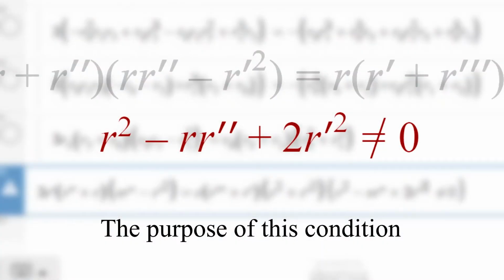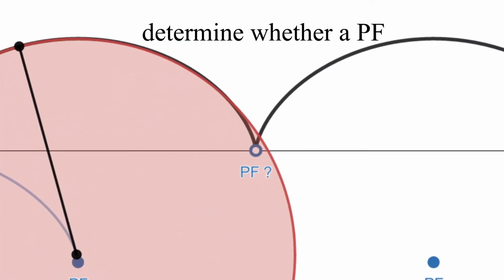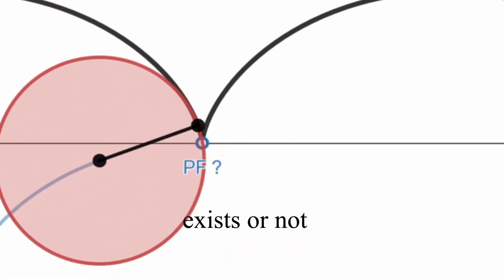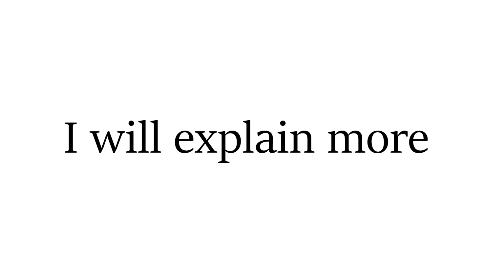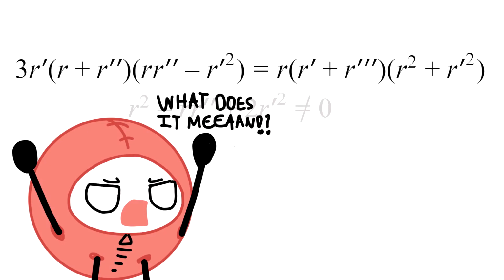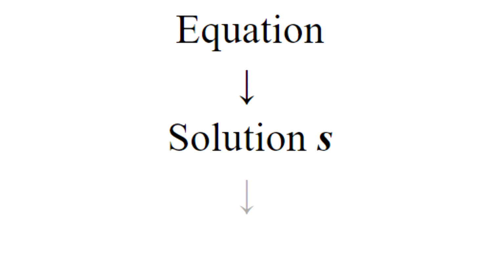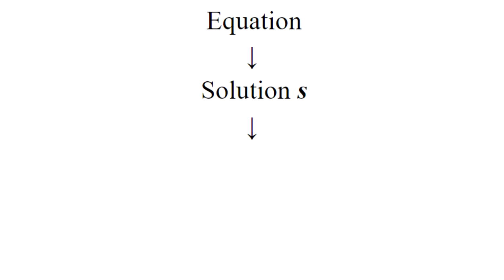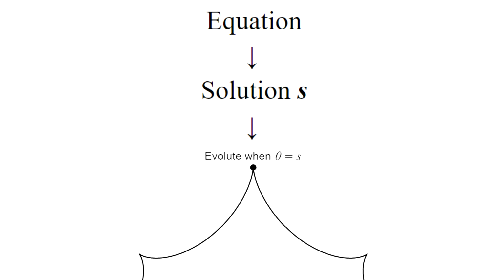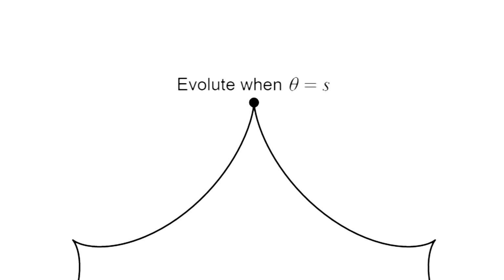The purpose of this condition is to determine whether a pseudo-focus exists or not. I will explain more about this condition throughout the series, but more importantly, I should ask, what does this equation mean again? Well, it's an equation whose solutions yield values for the evolute. Values where the evolute is at its peak, where the pseudo-foci lie.